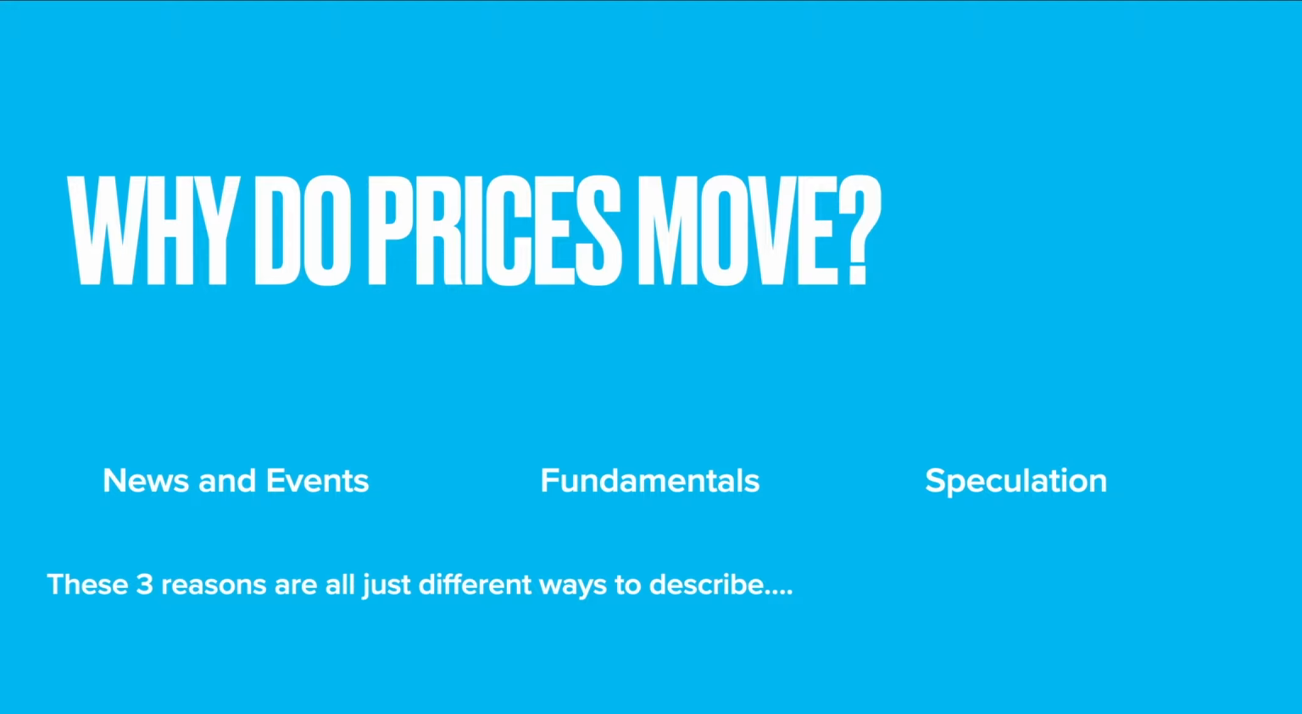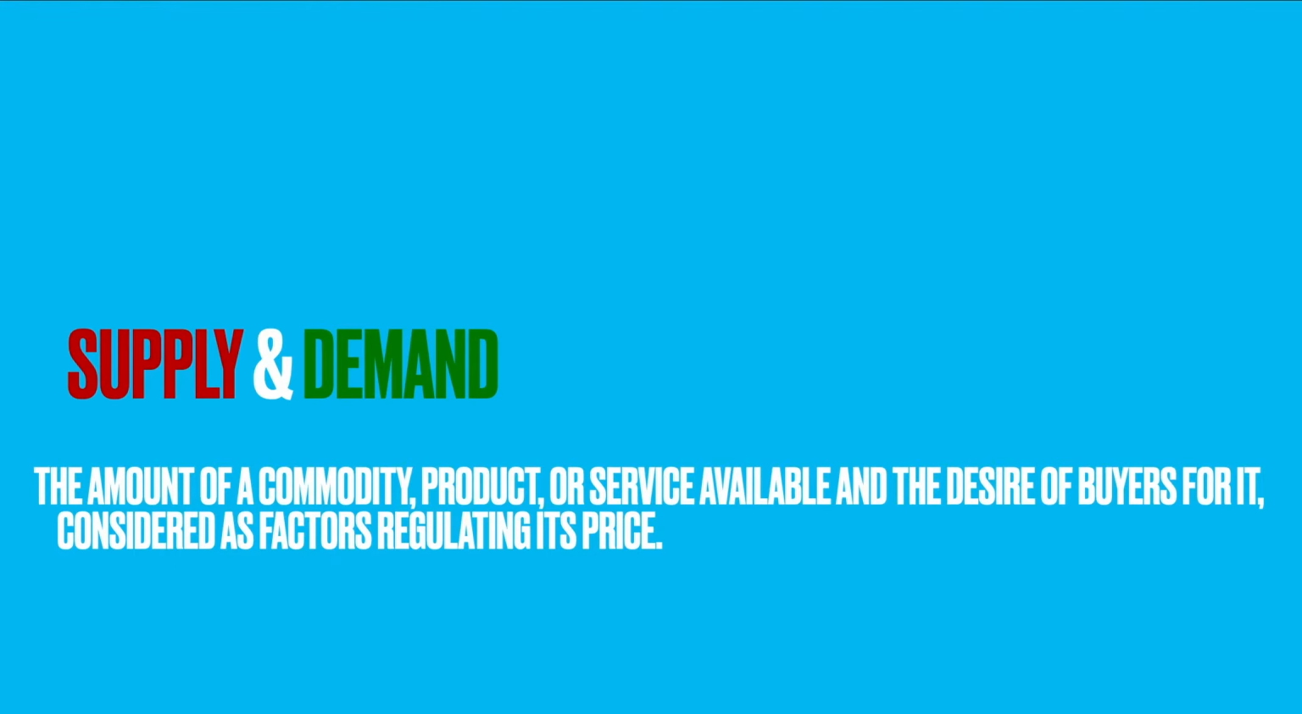And then lastly is speculation. So speculation is mostly in cryptocurrency and stock market. It's just that people think that something is going to go up, and when enough people think that something is going to go up or down, then they put their money behind it, and it causes the market to move. So all these really are just different examples or different reasons to explain different levels of supply and demand.